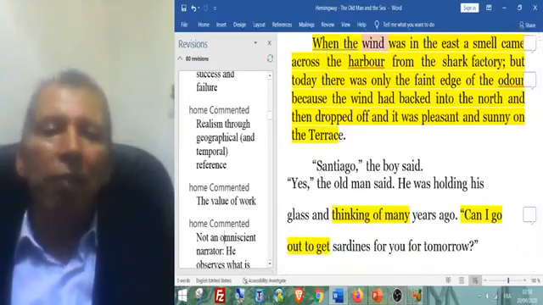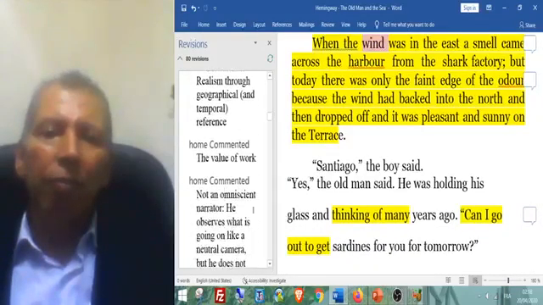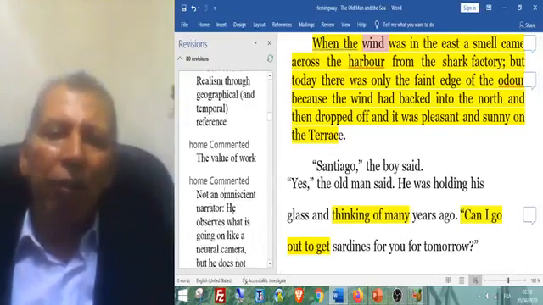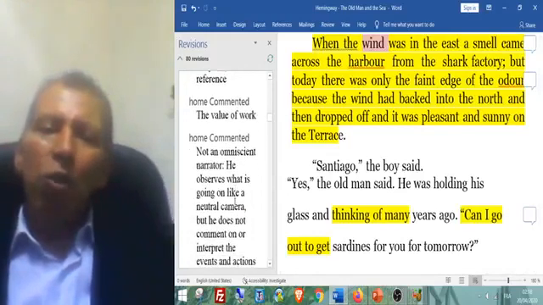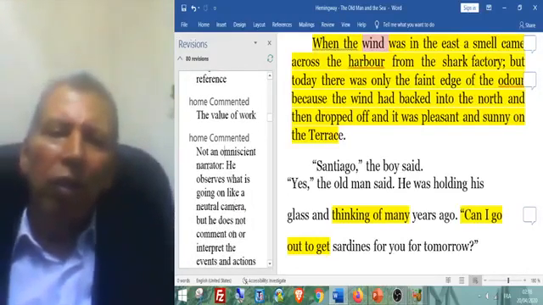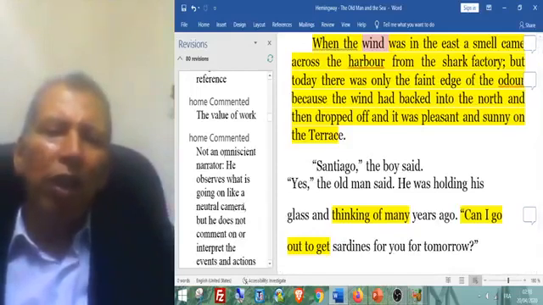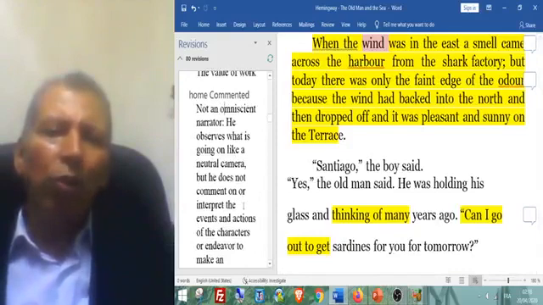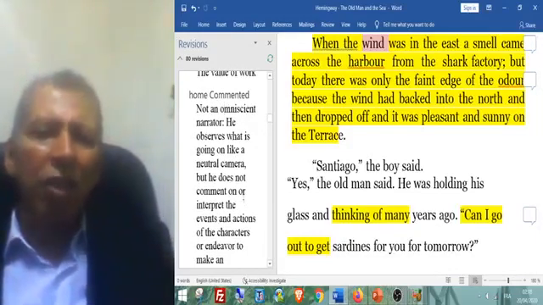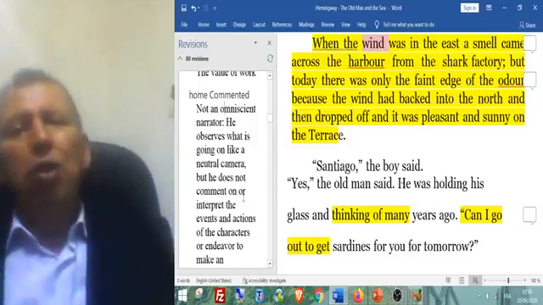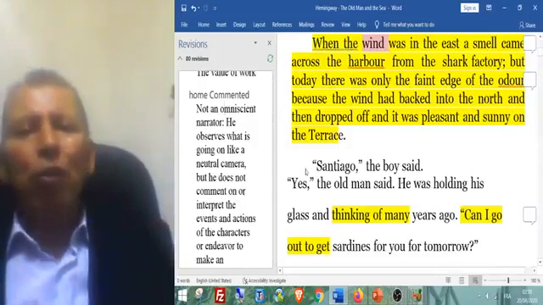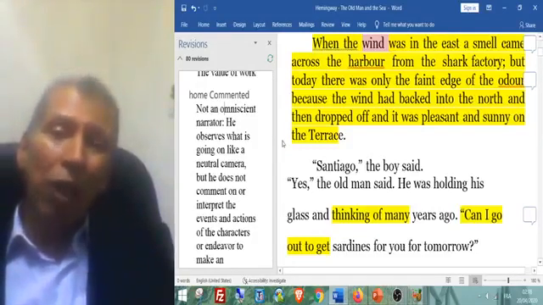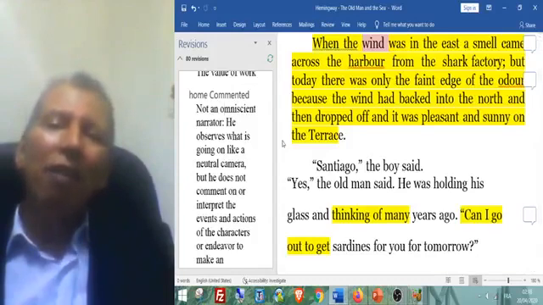Who is speaking here? It's the narrator. But it is not an omniscient narrator. He is just an observer who observes what is going on like a neutral camera. He does not comment on or interpret the events or action. Yes, there is no evaluation and no comment. He's a very reserved narrator. He's a very objective narrator.